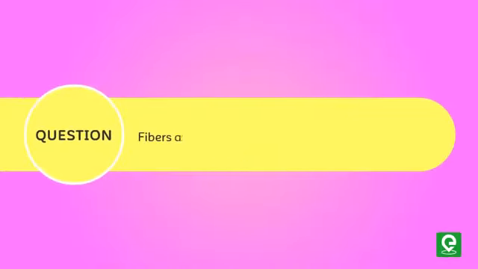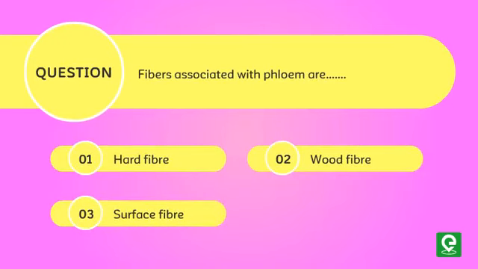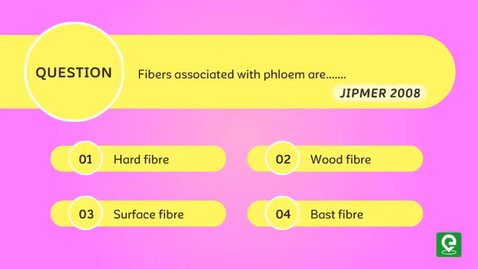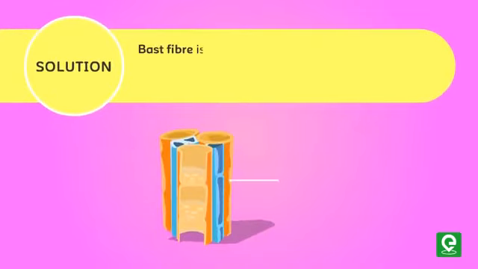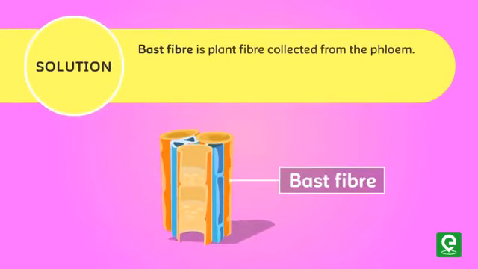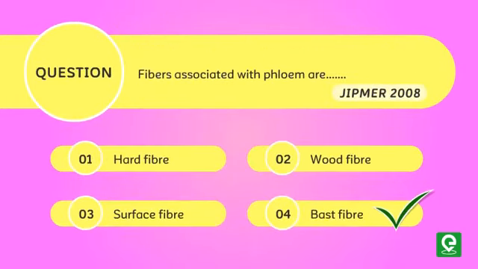Question 2. Fibers associated with phloem are: number 1, heart fiber; number 2, wood fiber; number 3, surface fiber; or number 4, bast fiber. This question was asked in JIPMER 2008. Solution. Bast fiber is plant fiber collected from phloem. They support the conductive cells of the phloem and provide strength to the stem. Hence, option 4 is correct.